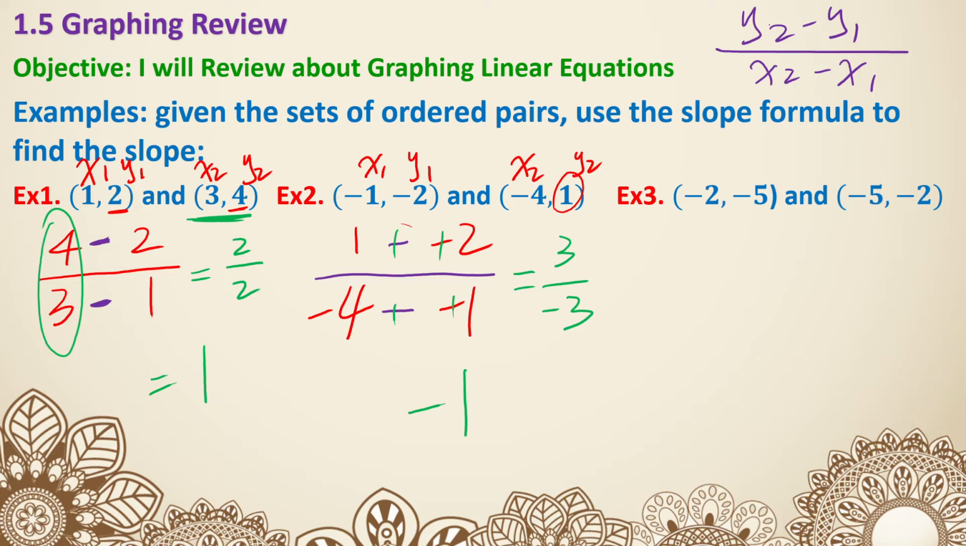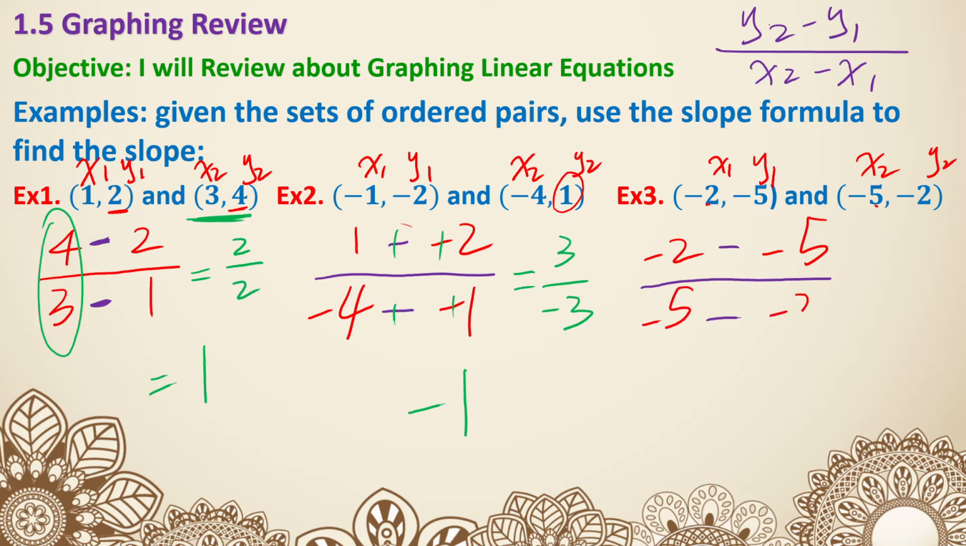Now example 3. Same thing. Set it up, a negative sign in the middle. And then we have x1, y1, then x2, y2. This is y2 minus y1, so negative 2 minus negative 5. x2 minus x1 is negative 5 minus negative 2. Since the 2 negative signs become positive, the top is going to be a positive 3, and the bottom is going to be a negative 3, which simplifies to negative 1. And that's how we find slope from 2 different points.